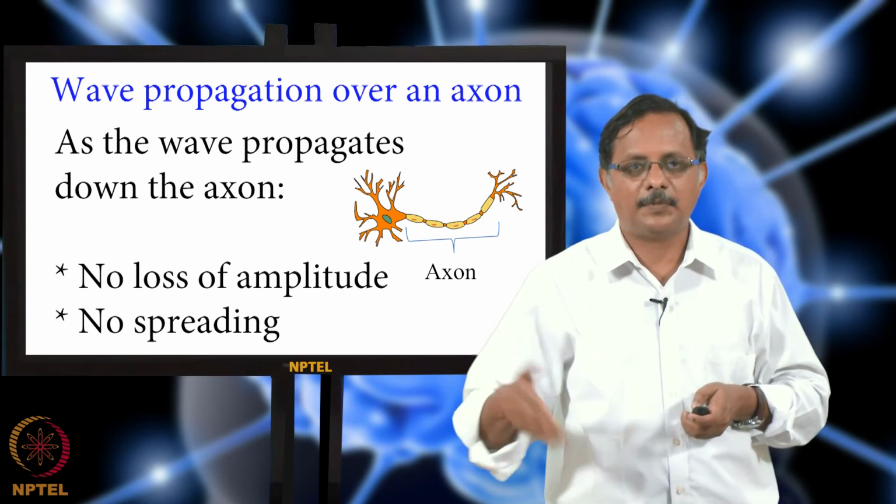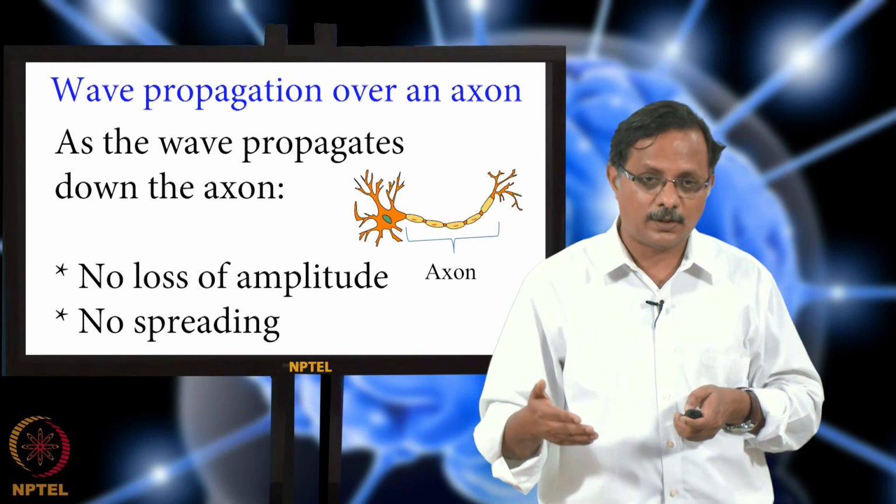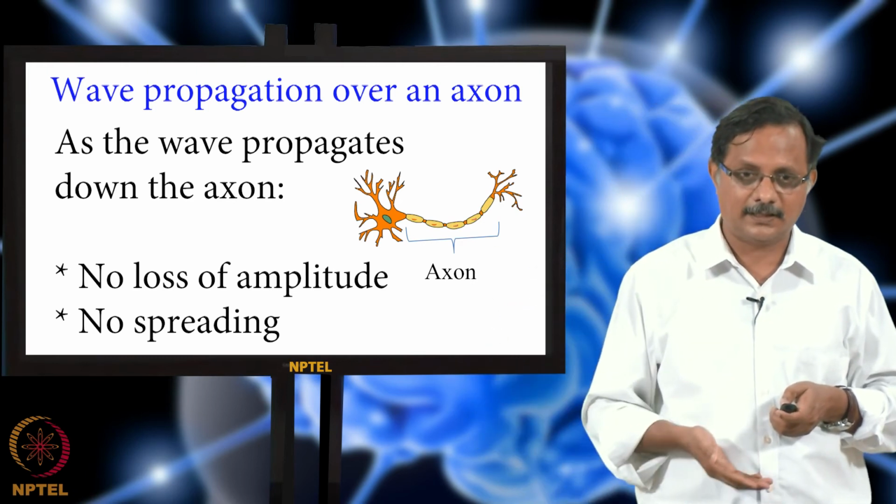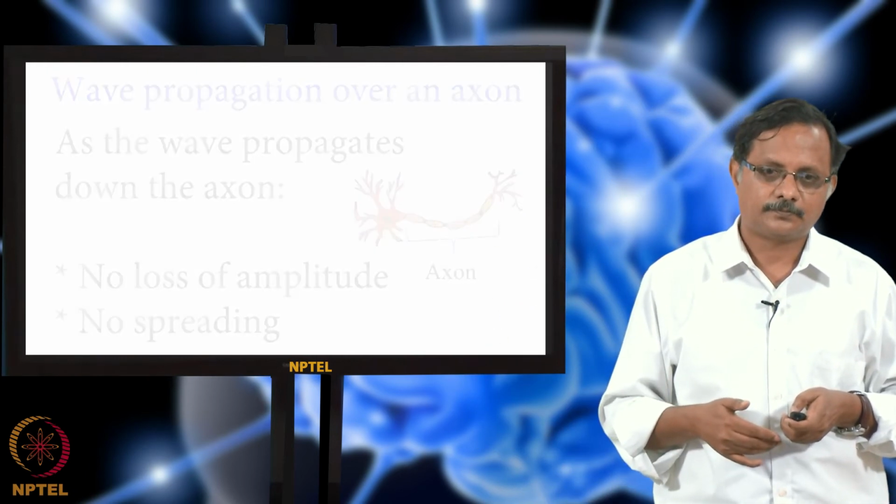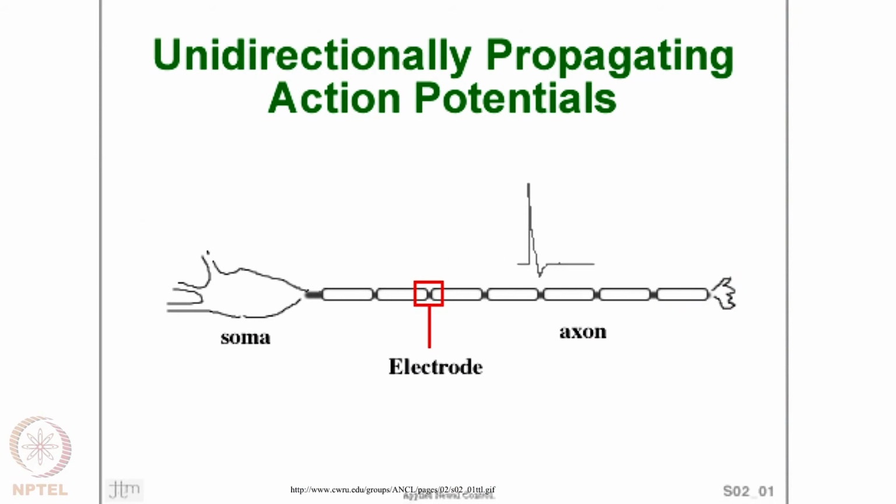We will see why this happens later on, what kind of machinery the axon has and why it happens, in the next segment of this lecture. So, here is a simple animation which shows how the action potential propagates along the axon.